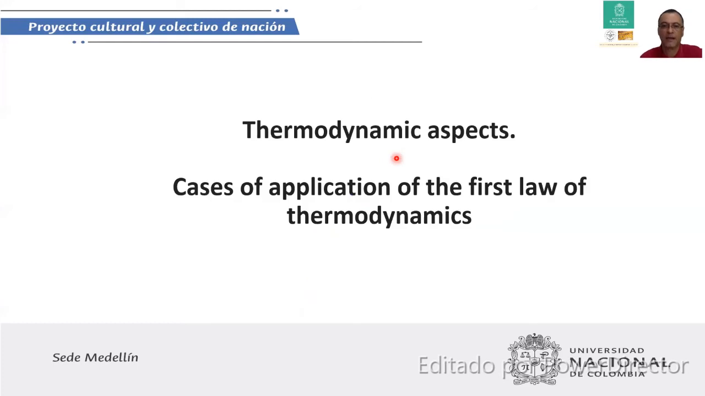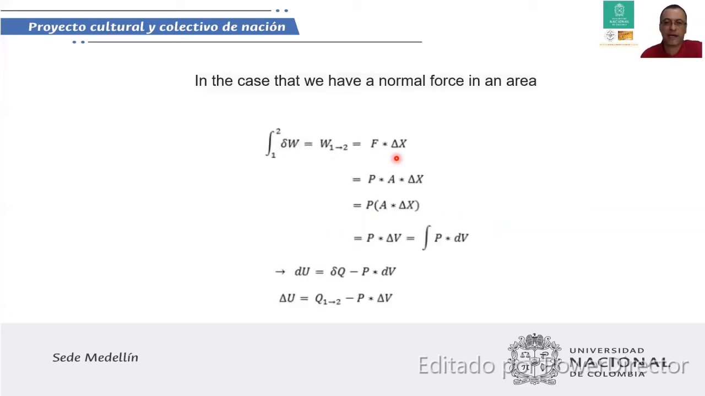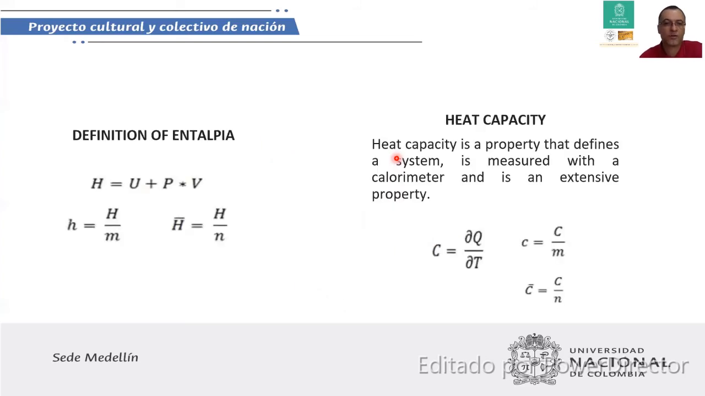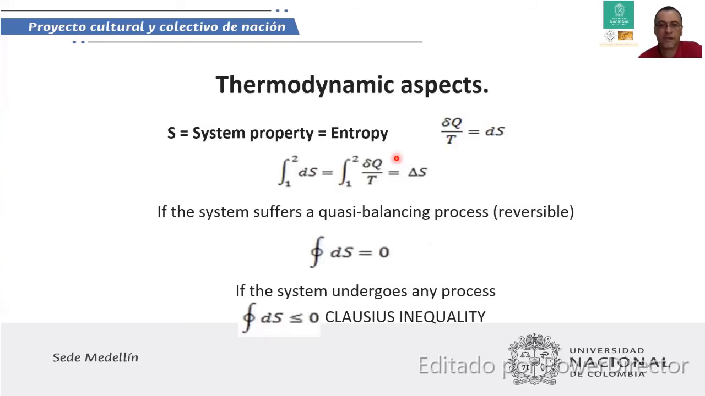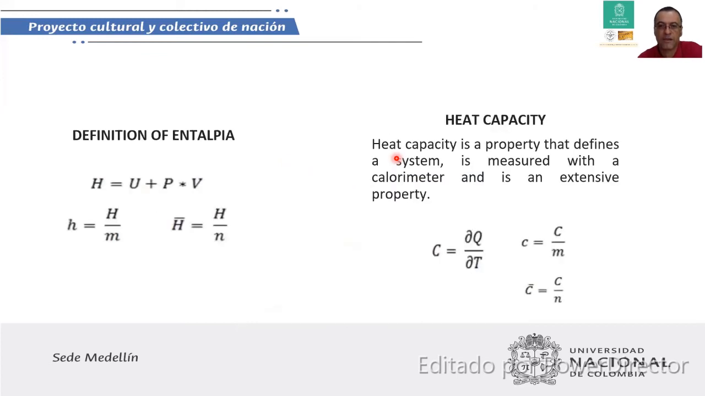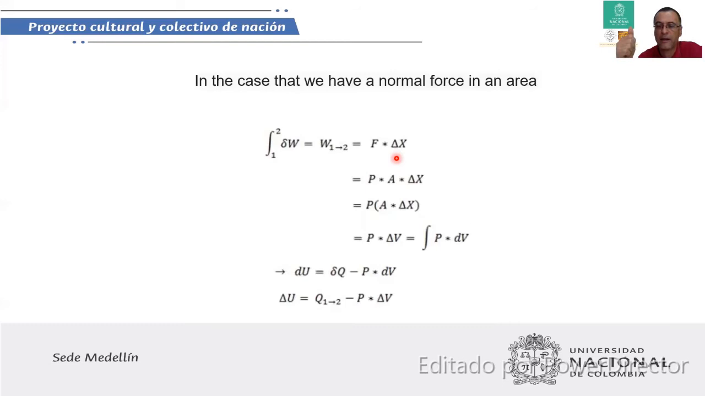We could apply the first law of thermodynamics in different conditions, in different cases. For instance, you could apply it in a process without change of volume, in a process without change of temperature, in a process without change of pressure, or in a process without transference of heat.